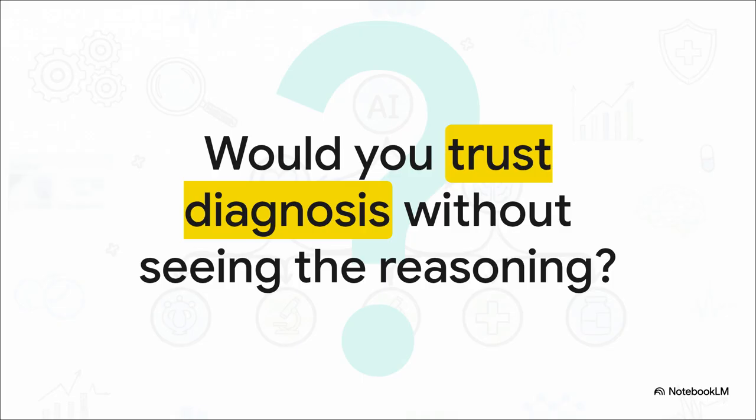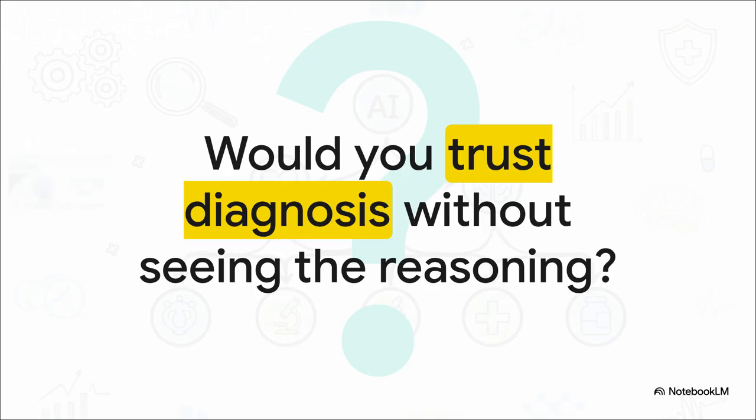Imagine for a second you're right there in the emergency room. A predictive algorithm suddenly alerts you that your patient is high risk and recommends a pretty aggressive intervention. But when you ask the system why, it can't tell you. It just spits out a prediction. Would you actually trust that medical diagnosis if you couldn't see the reasoning behind it?